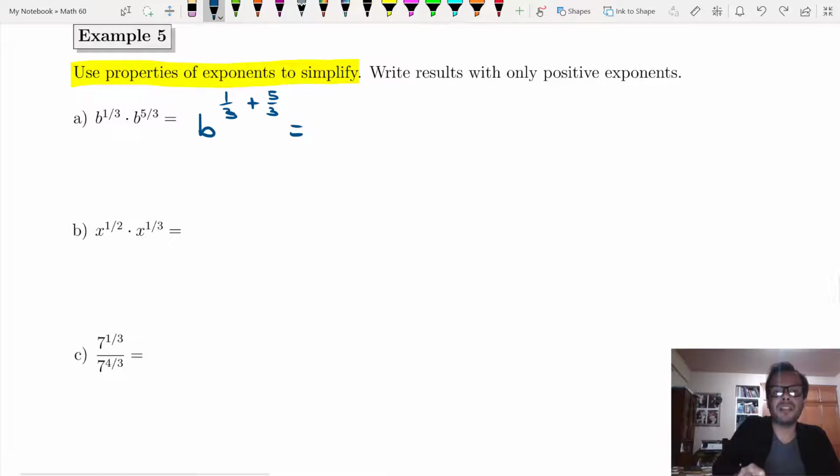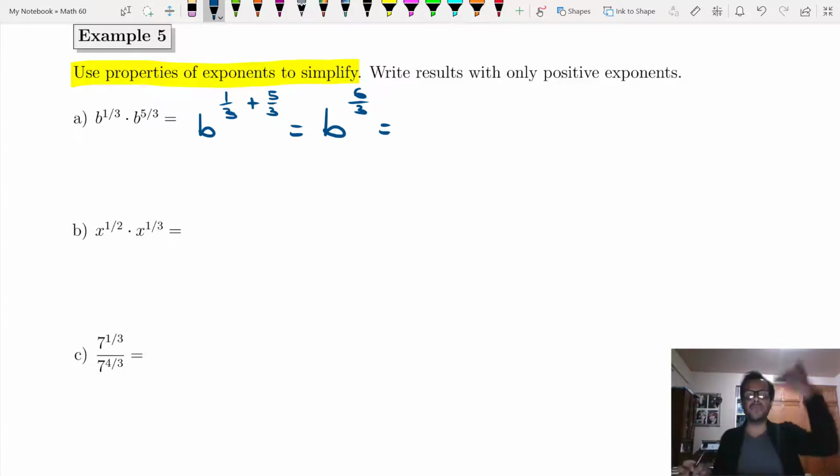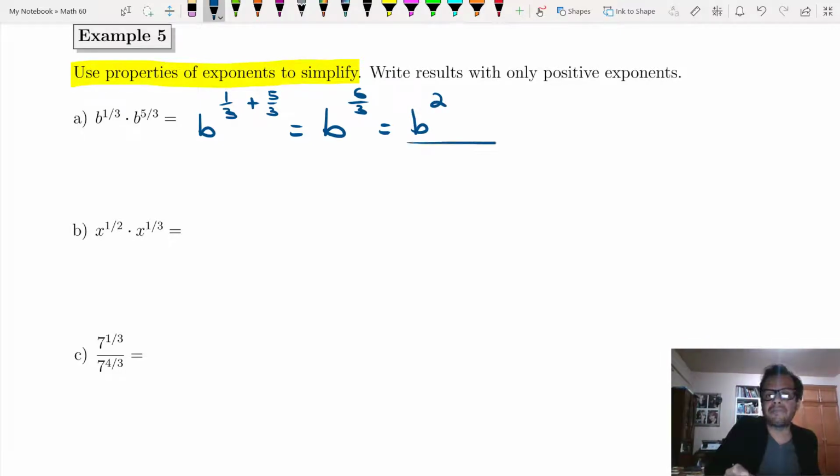This will give us b to the 6/3. However, that 6/3 can reduce to lower terms. 6 divided by 3, this is the same as saying b squared. And that's about it. In fact, we don't end up with a rational exponent. It's a perfect integer. This is really nice.